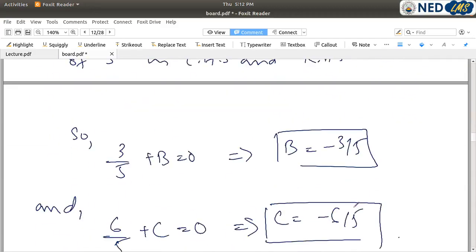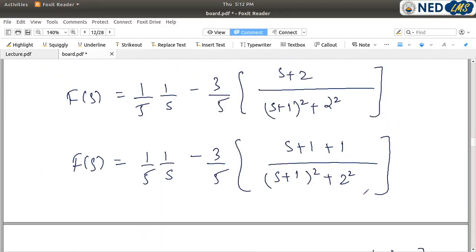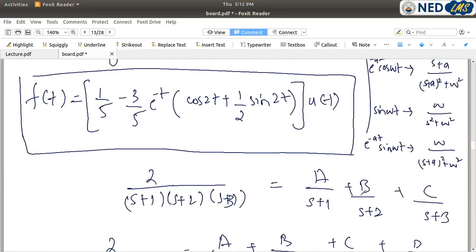Now that was all about the different cases of the Laplace transform.